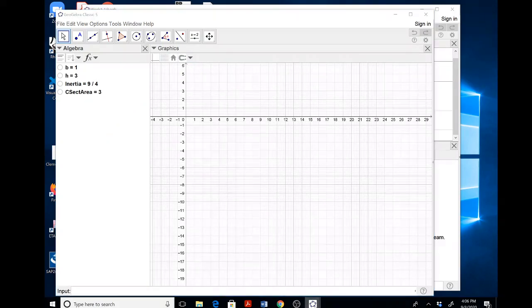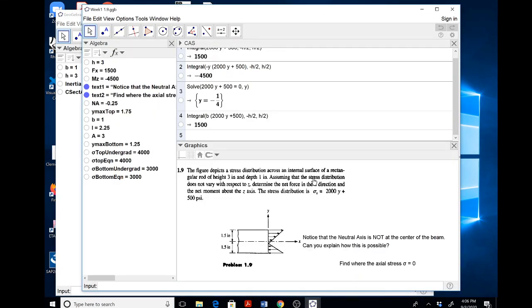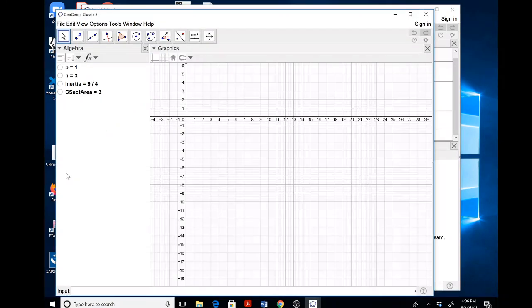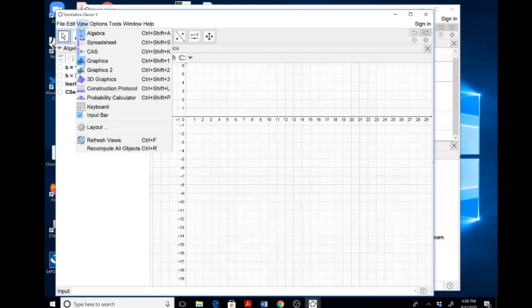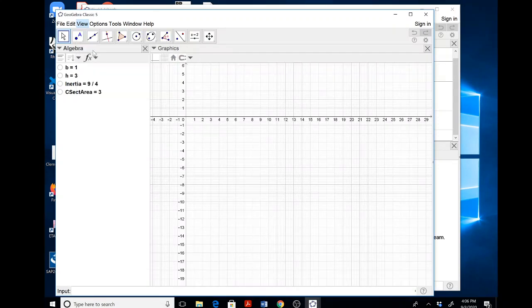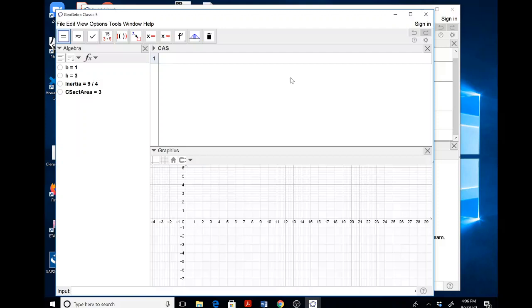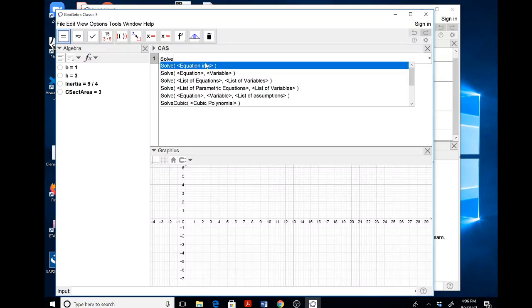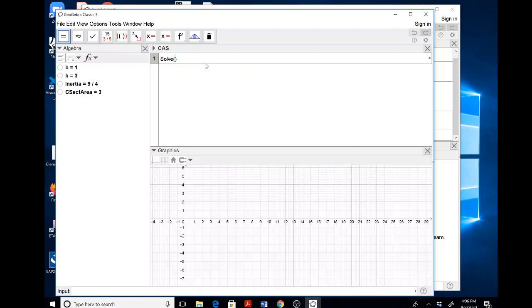So what we want to do is zero out this equation. We will find the zeros of that equation to establish where the neutral axis is. To do that, we have to open up the editor called CAS. This is called Computer Algebra System. And now we have a new window, and it is fairly intuitive, I think. It kind of makes sense, sort of like a MATLAB version of what you would have done.